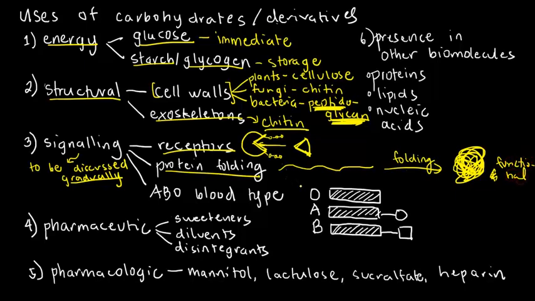And in some cases, the cell would have to add various sugar components to a newly made protein in order for this protein to fold properly. Because if this does not happen, then we won't have a functional protein. It's like the ribosome made a protein for nothing. So that's another example of signaling.